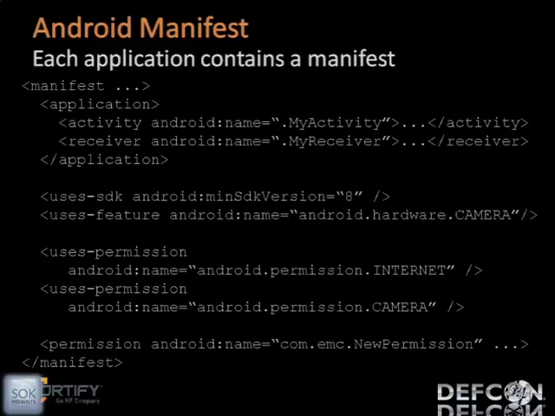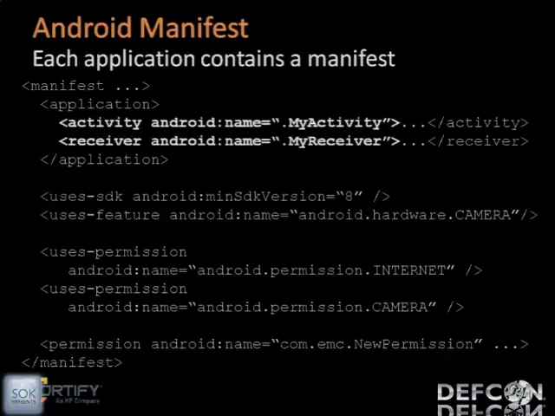So each application contains a manifest, and the manifest does a couple things. First of all, it declares application components. So as you can see here, we have an example of an Android manifest. And here it's declared there's a my activity and a my receiver. So the components are declared here. And if the developer doesn't declare the components here, then the system would not know about them.